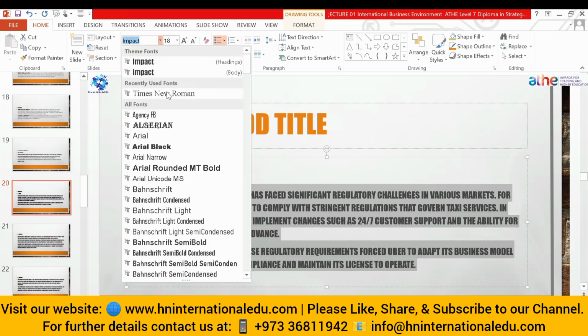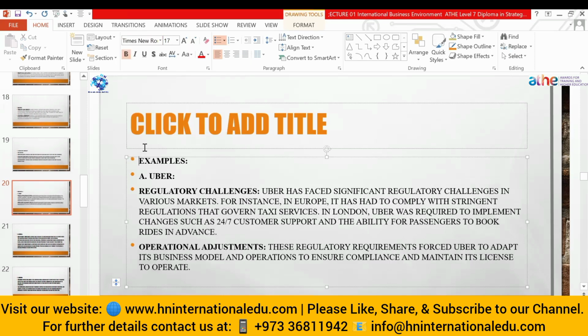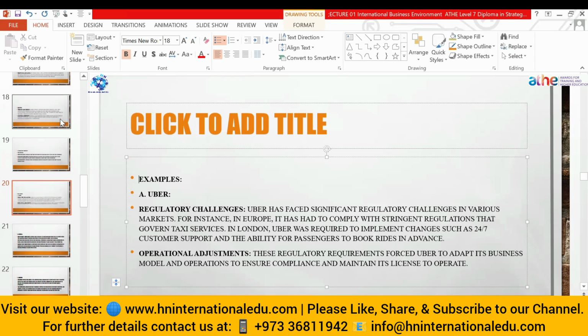Ma'am, here the main focus is on culture. Yeah, because that is what the assessment criteria was: cultural diversity. Okay. That is why. For example, Uber.